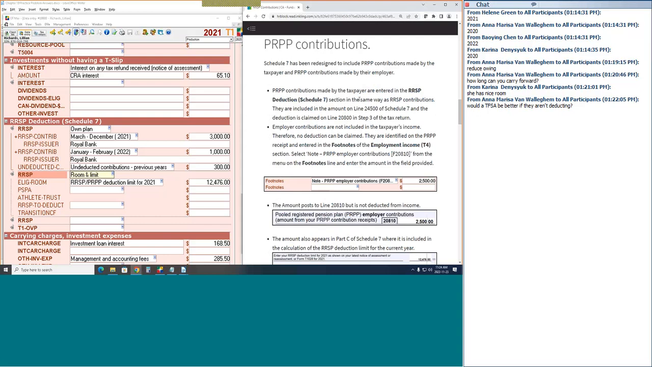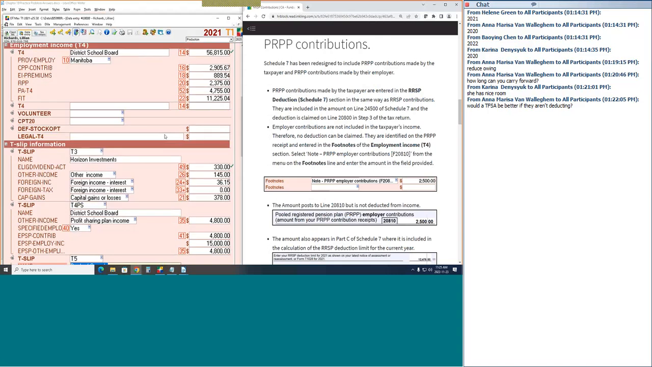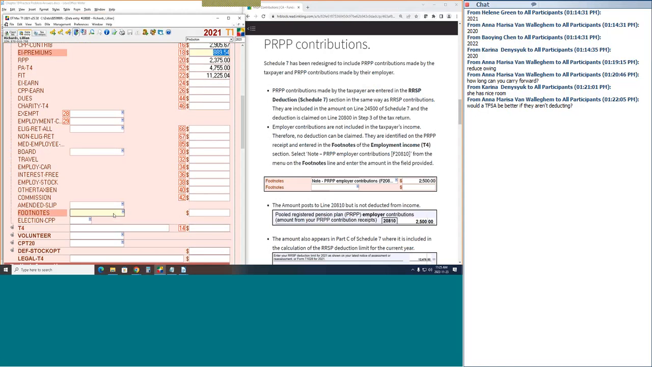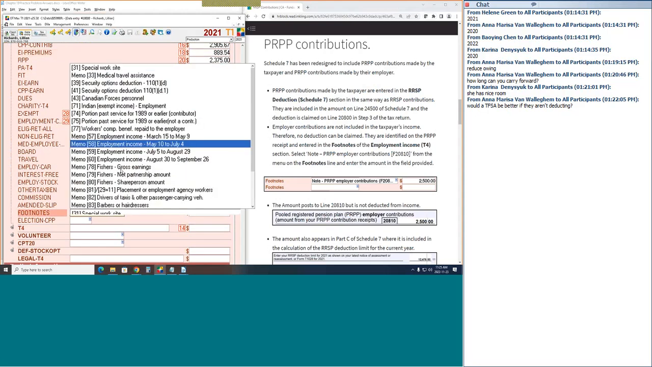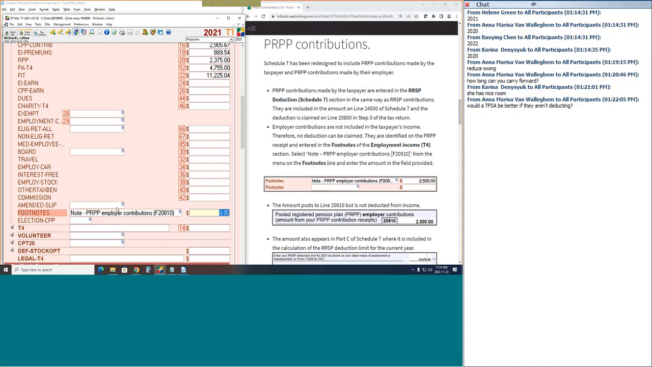If you have a pooled registered pension plan, you're going to have something that is going to affect their RSP contribution room, and that means it needs to get into the tax return. So if that was going to happen, I'm going to show you what it would look like on her return here. I'm not going to ask you to do it, I just want you to see it. If her employer had a pooled registered pension plan, you're going to have a footnote on the T4 that's going to say pooled registered pension plan. This is a fairly new footnote, PRPP employer contribution. Let's say she had $2,500, okay?